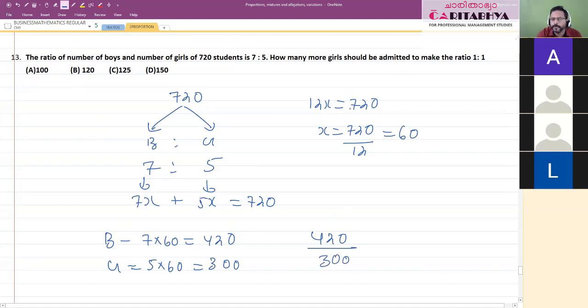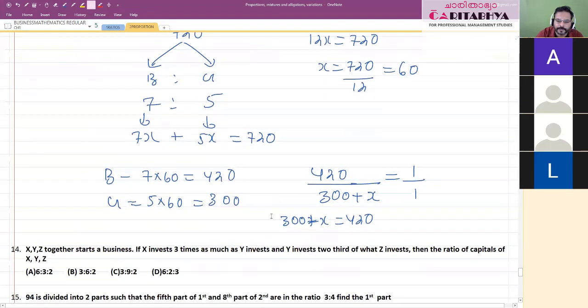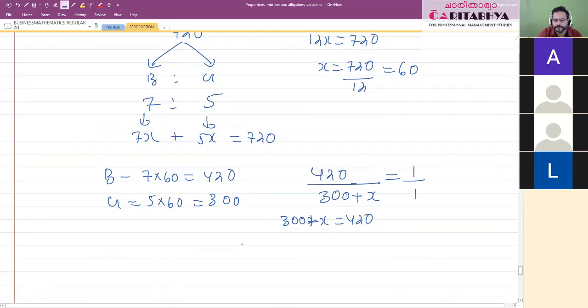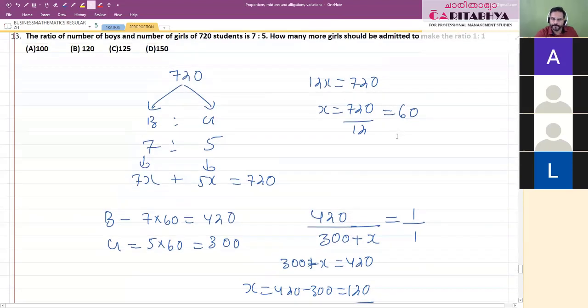ഇനി എന്ത് സംഭവിച്ചു? How many more girls should be admitted to make the ratio 1:1? Okay. So ഇതിന്റെ കൂടെ girls എത്രയാണ്? 300 കൂടെ എത്രയോ girls ആഡ് ചെയ്താൽ നമുക്ക് 1:1 വരും. So 300 plus x is equal to 420. x എത്ര കിട്ടും? 420 minus 300 equal to 120. So 120 girls നെ അഡ്മിറ്റ് ചെയ്താൽ 420, 420, 840, നമ്മൾ പകുതി ഡിവൈഡ് ചെയ്താൽ 1:1 വരും. 120 ആൻസർ.